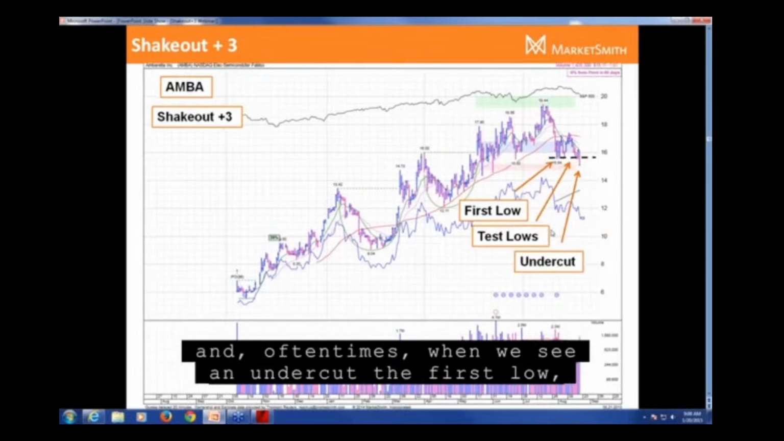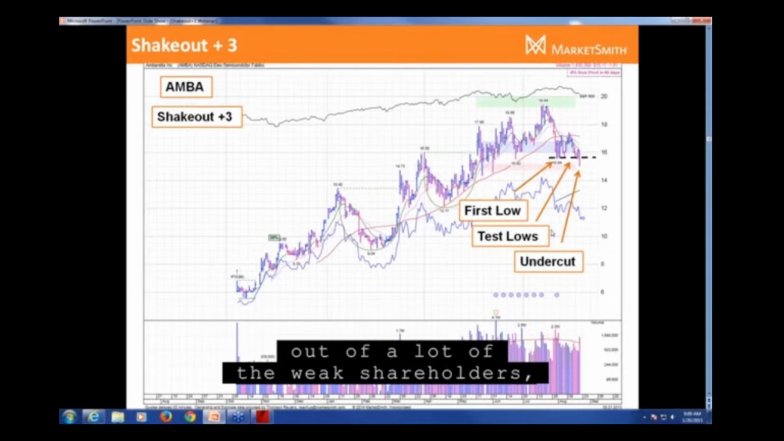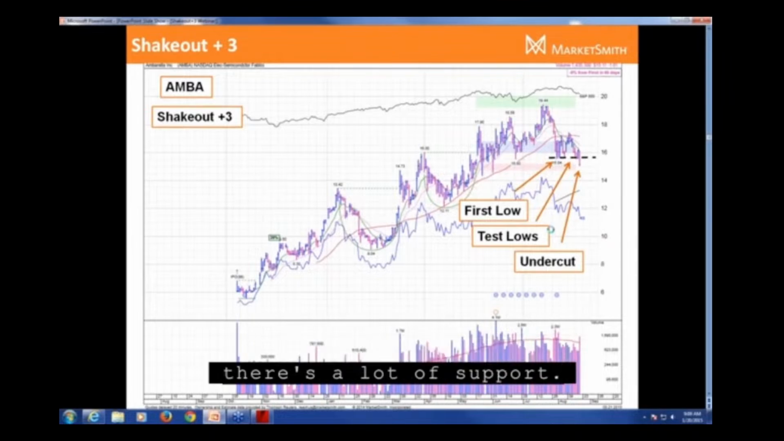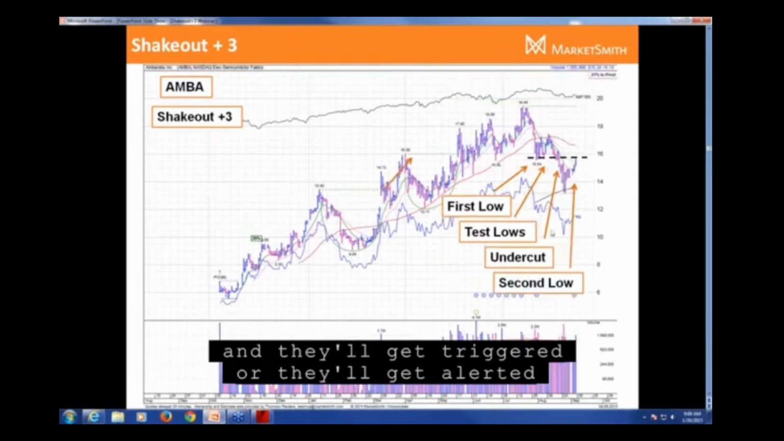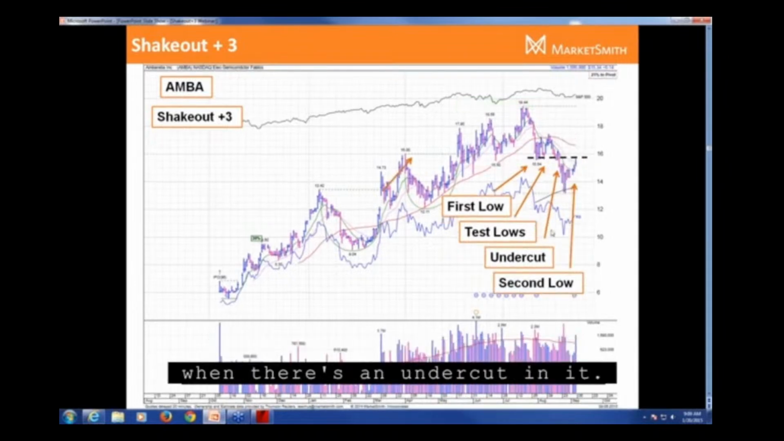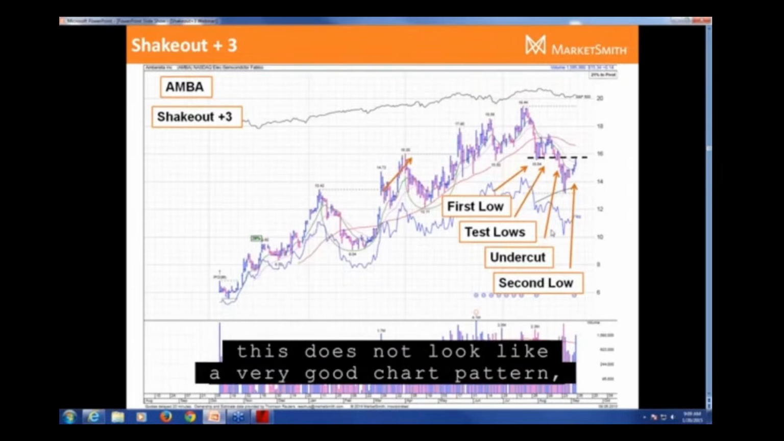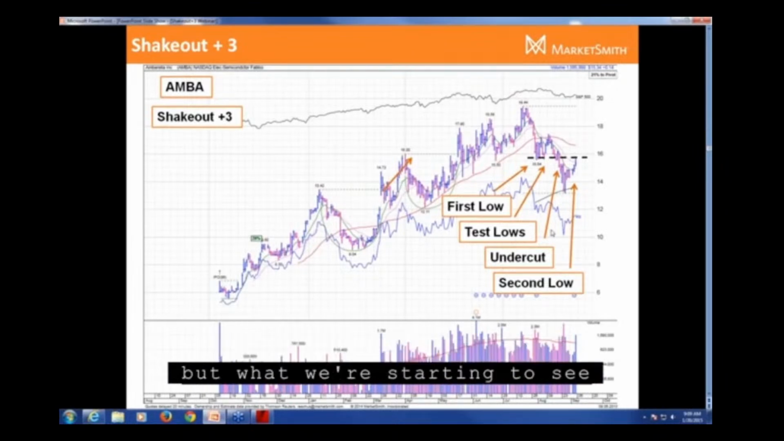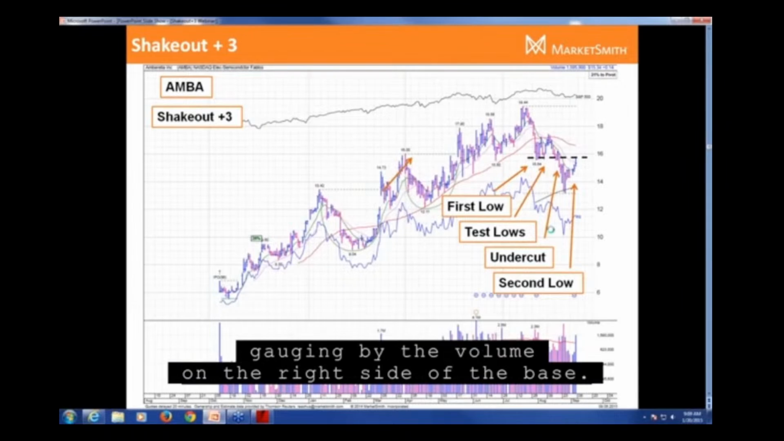And oftentimes when we see an undercut of the first low, what it's doing is shaking out a lot of the weak shareholders, because on the first low point of the stock, there's a lot of support. A lot of investors put their stop losses in place, and they'll get triggered or they'll get alerted when there's an undercut. So technically speaking, right now, this does not look like a very good chart pattern, but what we're starting to see is that a second low is being formed, and there is support for those higher prices, gauging by the volume on the right side of the base.